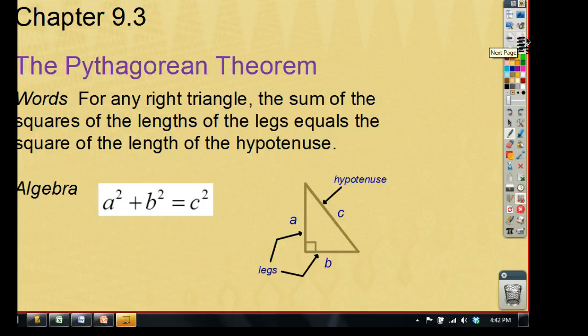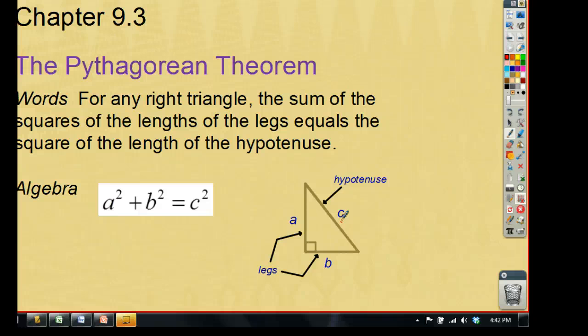Okay, here we have a right triangle. I have a leg here, and I have another leg here. You can see it kind of makes an L. And then the hypotenuse, which is the one across from it, is always going to be the longest side. And this is what the Pythagorean theorem actually states. It says for any right triangle, the sum of the squares of the lengths of the legs equals the square of the length of the hypotenuse.